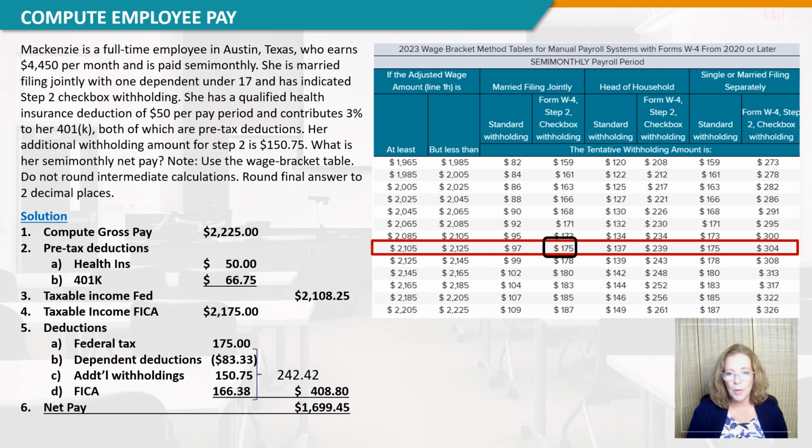Note, use the wage bracket table. We start with the gross pay calculation by dividing the monthly salary by 2 to get the semi-monthly wage of $2,225.